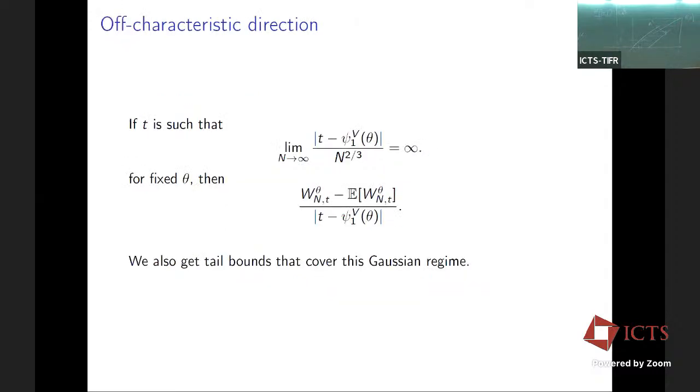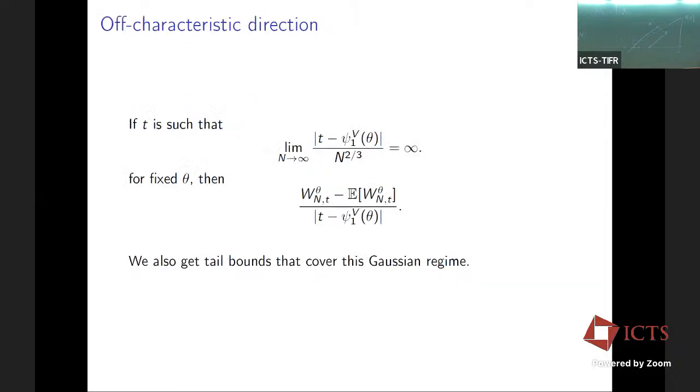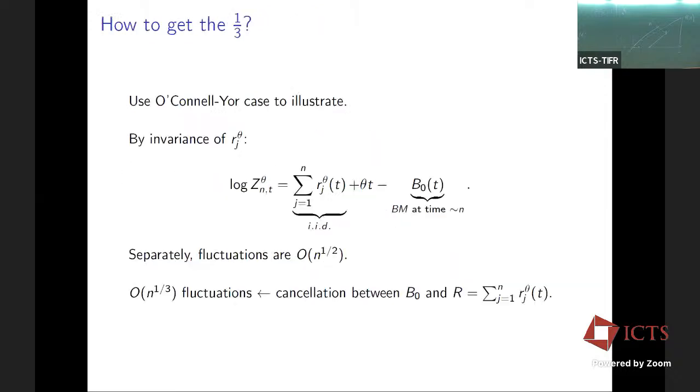So we can actually prove this. This condition here is really necessary. Otherwise, you could just get Gaussian and things are even easier. Okay, so let's see how you get the 1/3. I'm going to use the O'Connell-Yor case to illustrate, but I'm going to give you a slightly different proof from what Sepelin and Valco gave, because I want to avoid geometric arguments. I want to give arguments that use only convexity, or as much as possible, only use convexity.